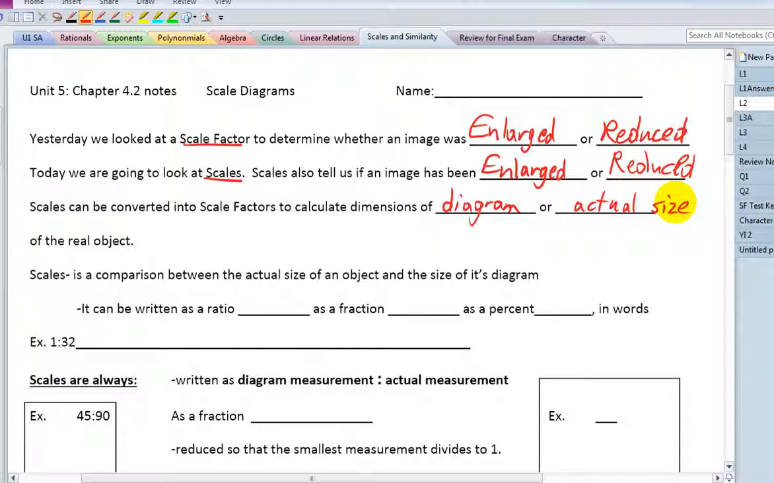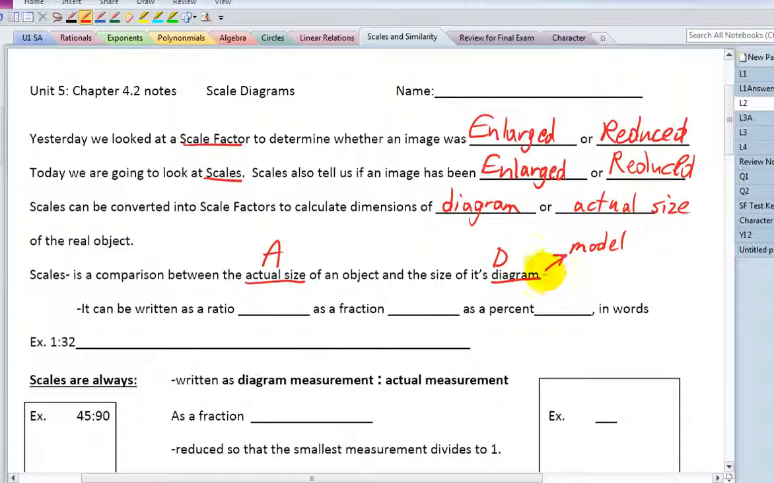So a scale is a comparison between the actual size of an object and the size of its diagram. So we have A and D. That's kind of what we're using with the terminology. D for diagram, A for actual. Now diagram, we could also use model.